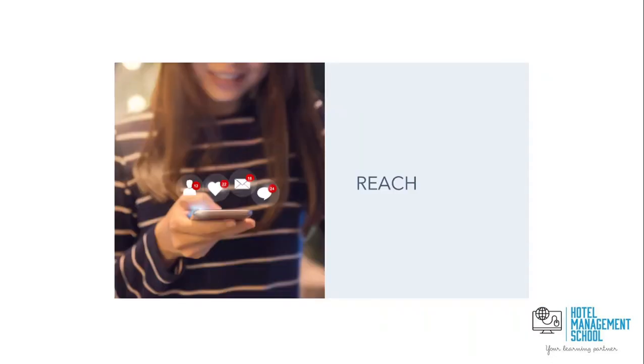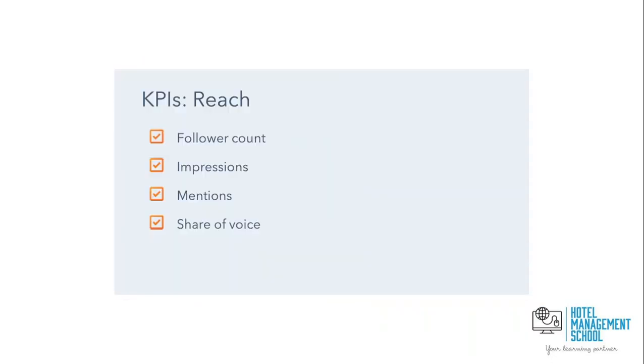So let's see reach. When we say reach, what are the KPIs of reach? First, we count the number of followers on our page, and another thing we look into is the impression rate, and also the mentions, and the last one is the share of voice. So we look into all these four key factors to measure the reach for each campaign. So your content marketing may need a KPI to increase the number of followers, impressions, mentions, and share of voice.